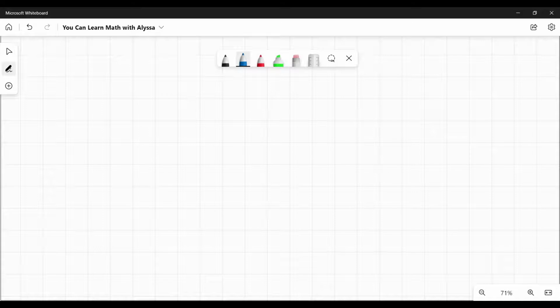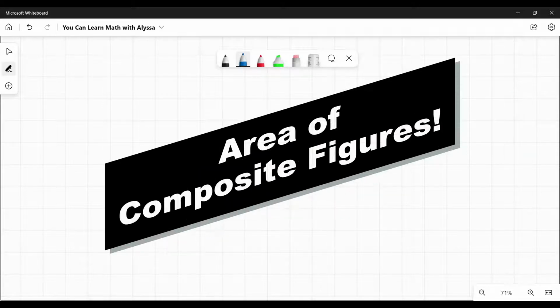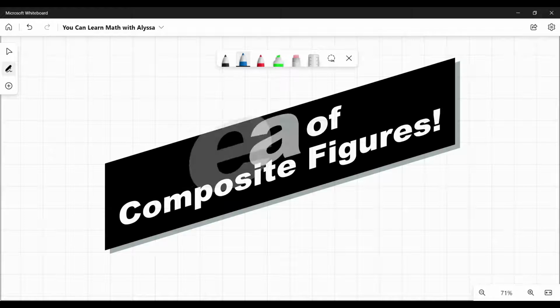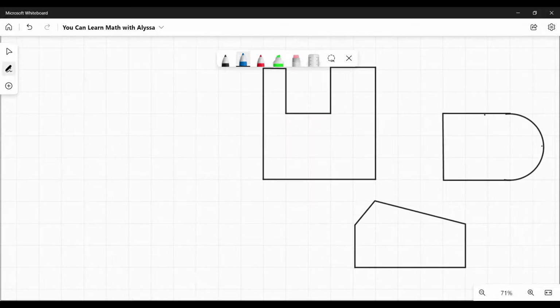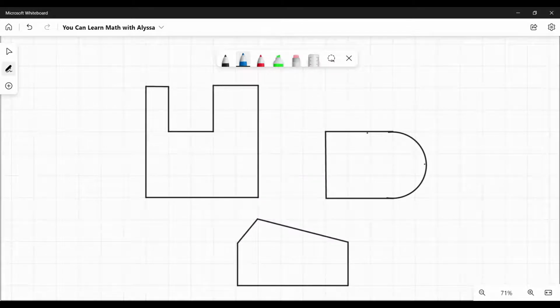Today we're talking about the area of composite figures. Sometimes these are called combined shapes, but composite figures is the term I've seen the most often in American math books. So a composite figure is one that is made up of different shapes, your basic triangle, circle, square, rectangle, those very common shapes, and they are either being added or subtracted to each other to make these oddball shapes. So here's three examples.